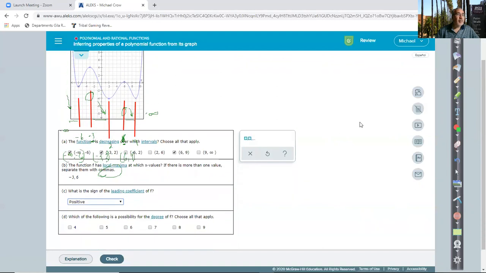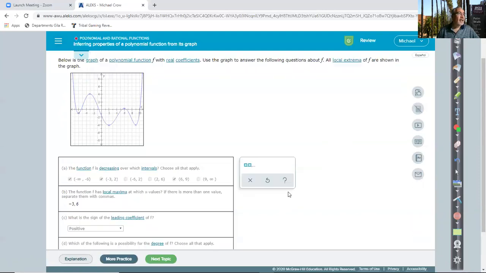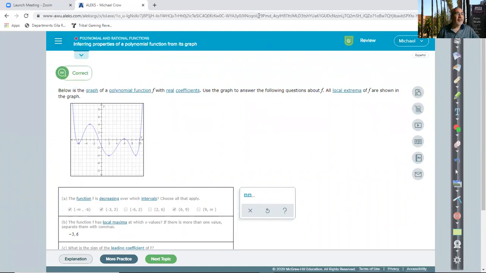And then for the last part, let's clear all this off. How many turning points? 1, 2, 3, 4, 5 plus 1 makes it a 6. And it's a minimum of 6, so that means it's 6 or 8. It's an even, and there we go. We check that, and it says we're correct. So give that one a try. Hopefully this will help. And that's it. Thanks.